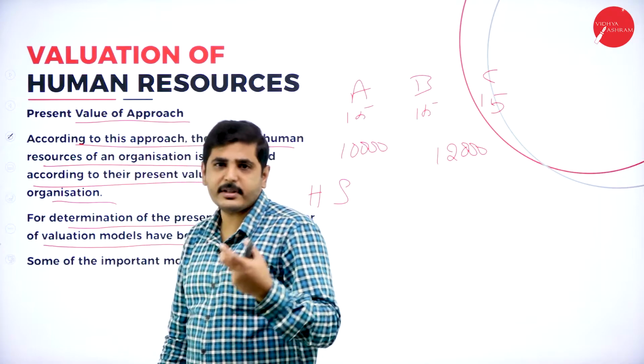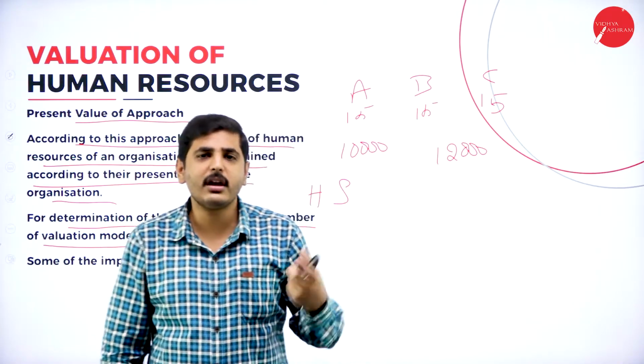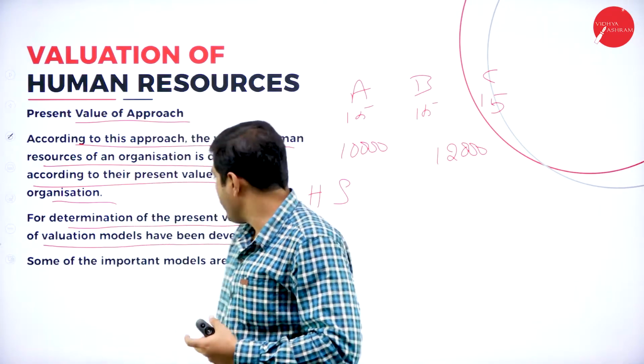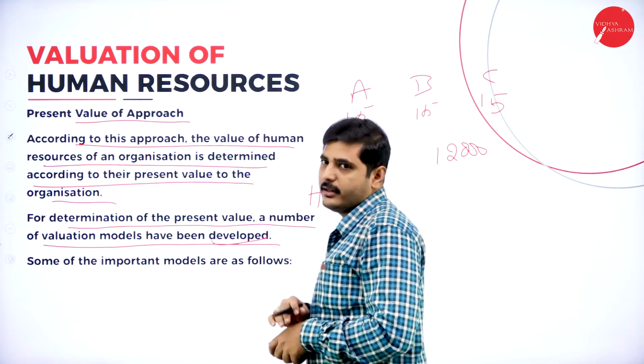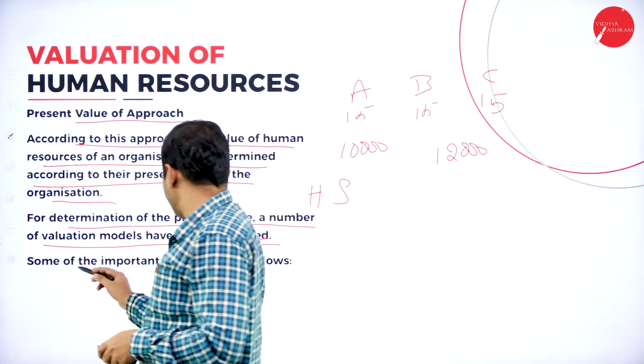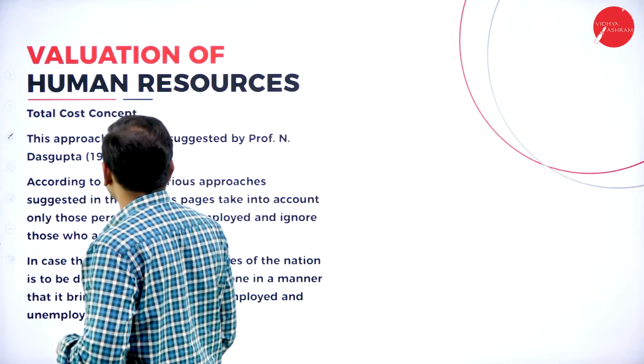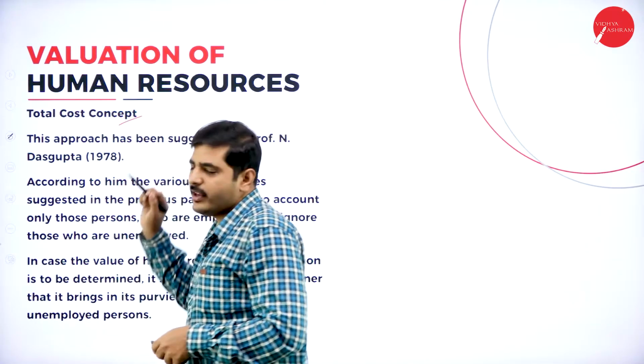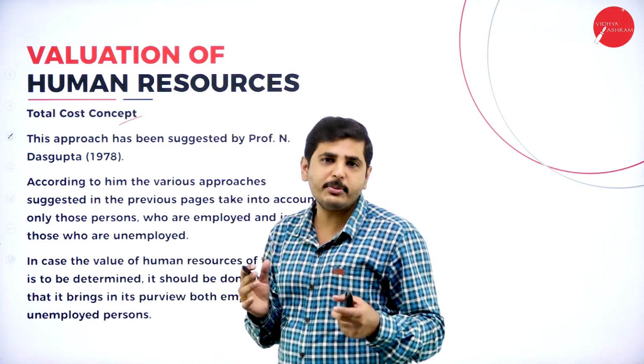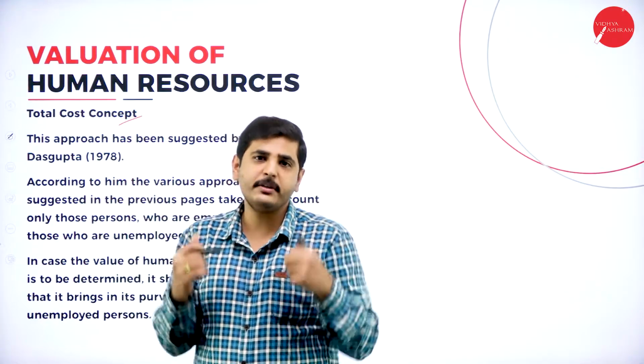Next, for determination of the present value, a number of valuation models have been developed. To determine the present value of the human resource, there are many models developed in the accounting system. Some of the important models are as follows. The total cost approach is very important. What do we mean by the total cost approach? The total cost of the nation.